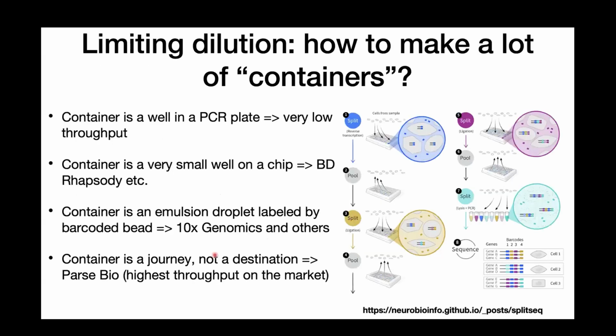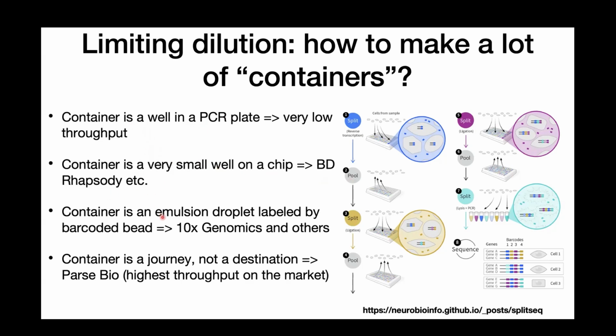Different single cell technologies differ in the way they create this crazy amount of containers to put your cell suspension in. You could think of a simple solution: let's just get a multi-well plate, like 384 well plates, or 1536 well plates, and distribute our suspension there. But throughput is going to be very low. If half your wells are empty, that's not much. You could miniaturize a well and make a teeny tiny well on a chip. And this is how BD Rhapsody works.